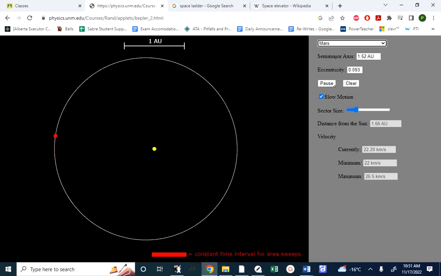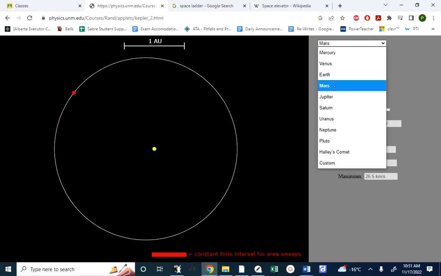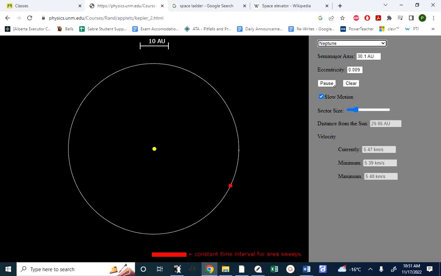It's almost 0.1, not quite. And as a result, the difference between the speeds becomes more significant. So as the eccentricity gets bigger, what's going to happen, and I'm going to cut to one here that I'm pretty sure is, let's go Neptune.